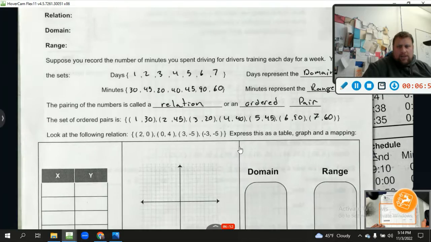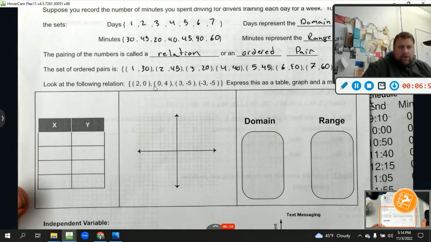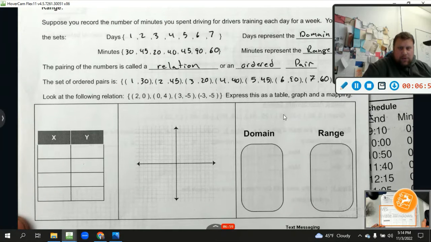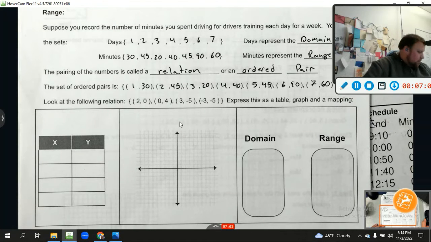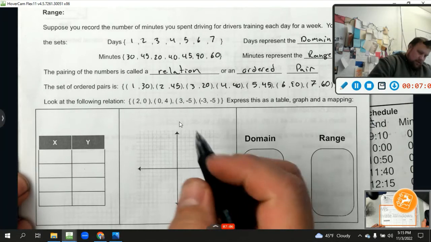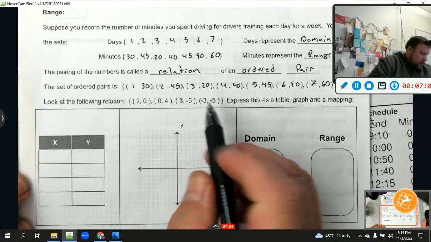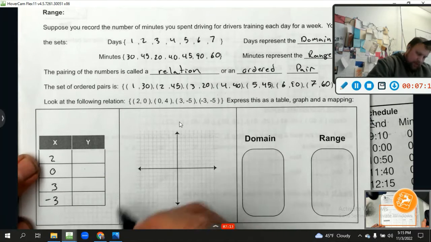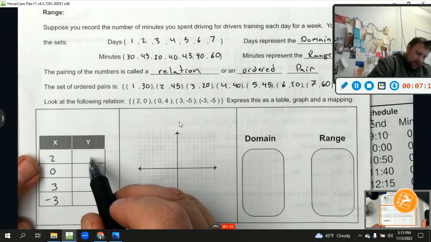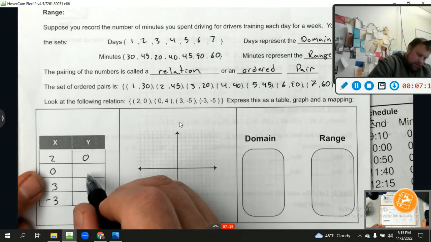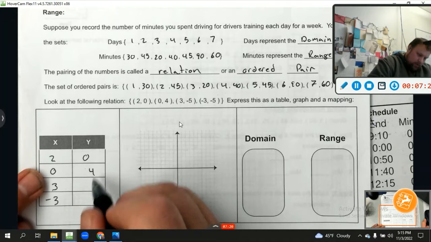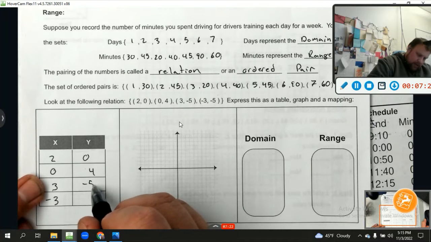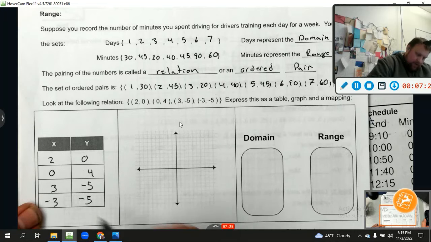But we're going to look at other ways to represent relations. So I want to look at this set of ordered pairs right here: (2, 0), (0, 4), (3, negative 5), (negative 3, negative 5), and we want to express this relation as a table, graph, and through mapping. So first of all, let's go this route. We're going to do x as 2, 0, 3, and negative 3. And what do I know in table form? I just match it up. The y was 0, 0 went with 4, 3 went with negative 5, and negative 3 went with negative 5.